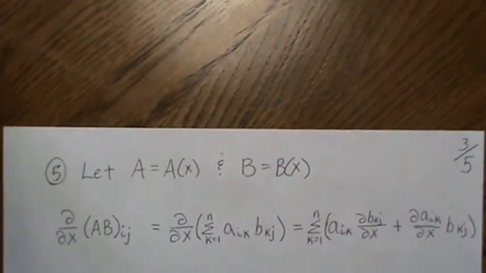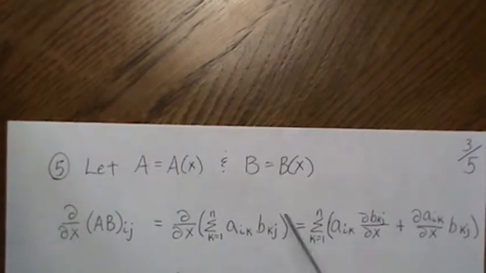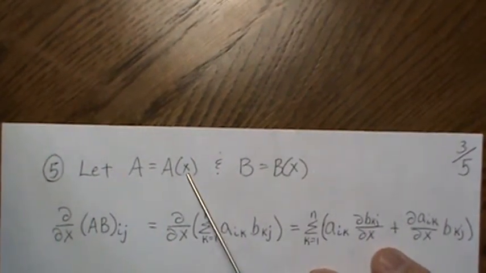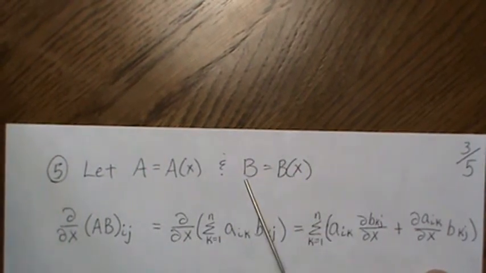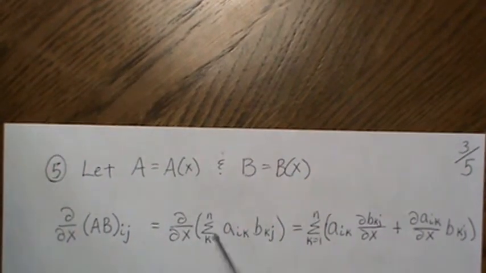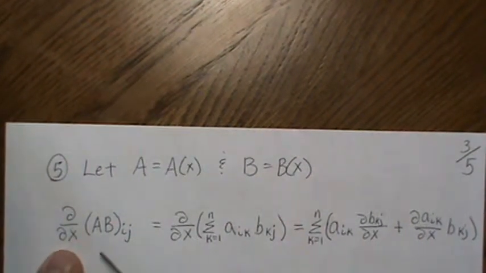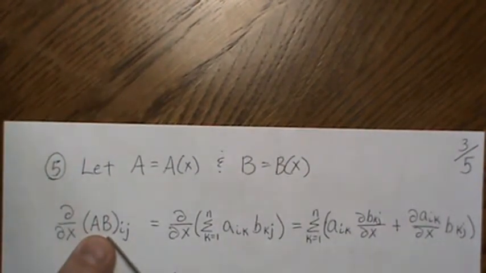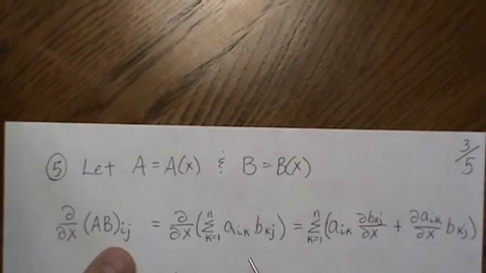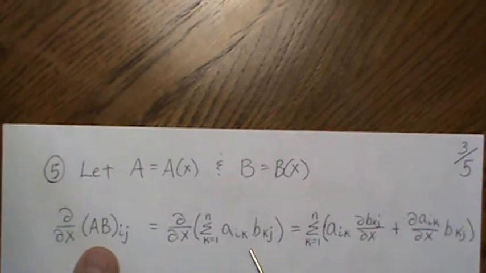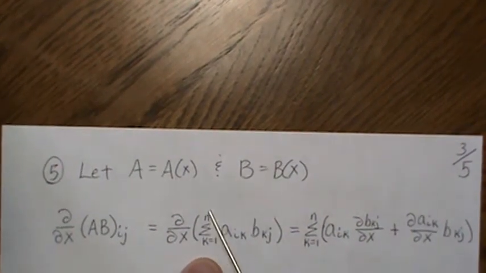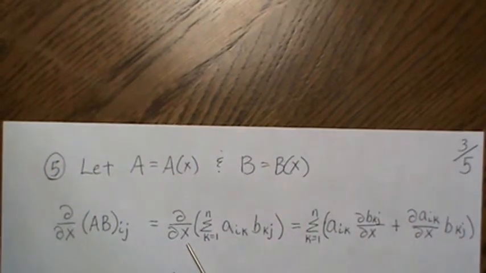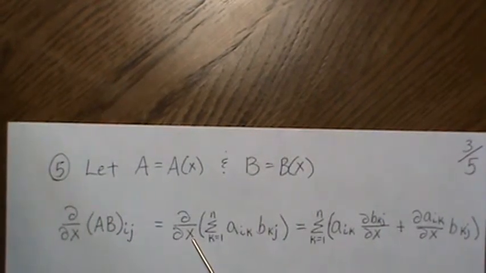So for this result, let's let A be a function of X. This doesn't have anything to do with a matrix X; it's just a random variable X. And then let's let B actually be a function of X also. So we want to take the partial of A times B, or the ijth element of A times B. This matrix multiplication can be represented like this. The ijth element of this is the sum from k equals 1 to n of aik bkj. And then we're taking the partial with respect to X, which is a scalar.